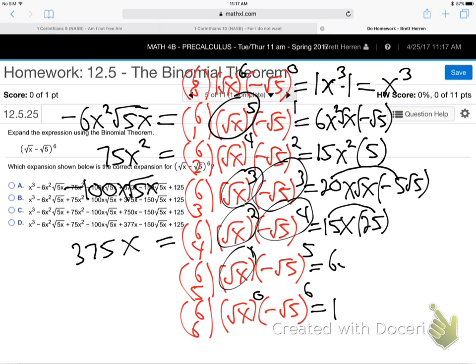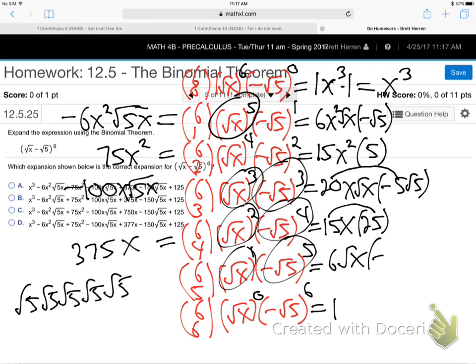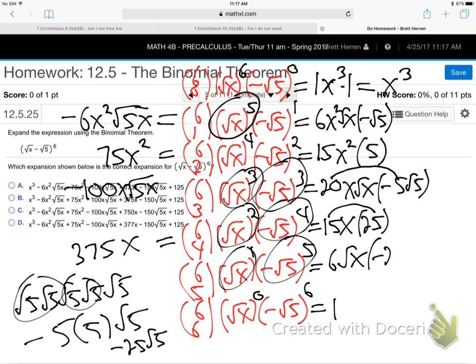And then root x. And what is minus root 5 to the 5th? It's going to come out negative, isn't it? If you have 5 of these things, 1, 2, 3, 4, 5, I know it's negative, so I won't even put in the signs. I know 5 negatives is negative. So negative, and every 2 makes a regular 5. Every 2, another regular 5, and then a root 5. So minus 25 root 5. Is that good?